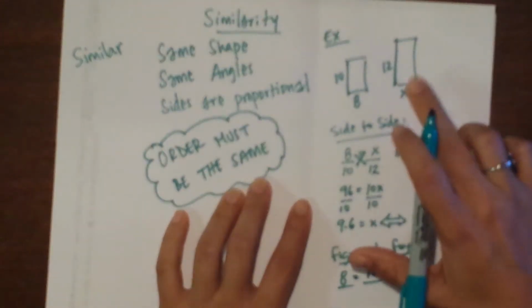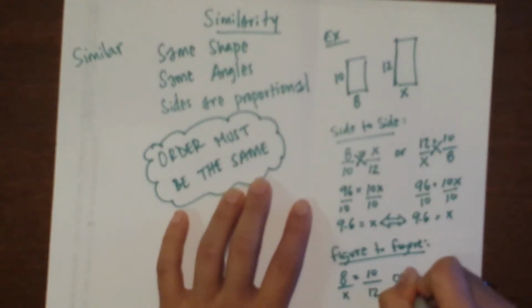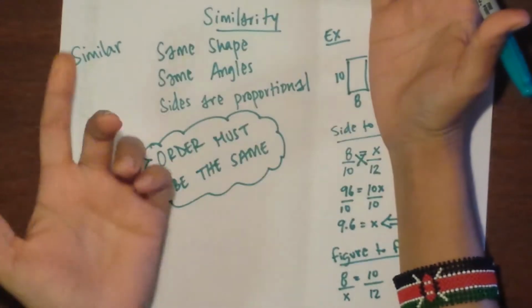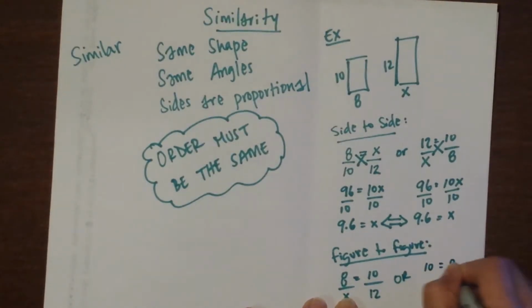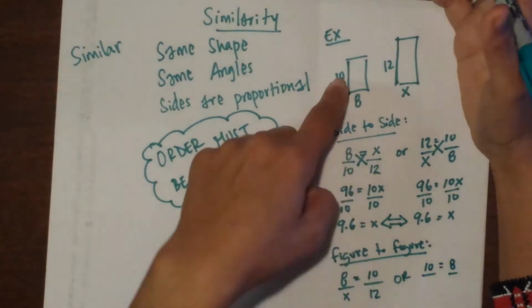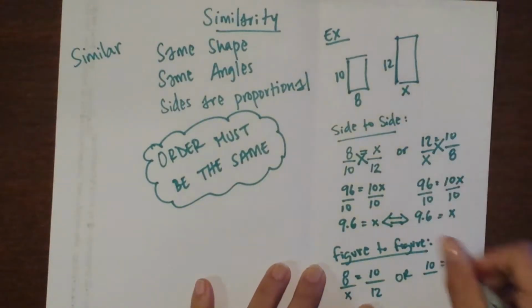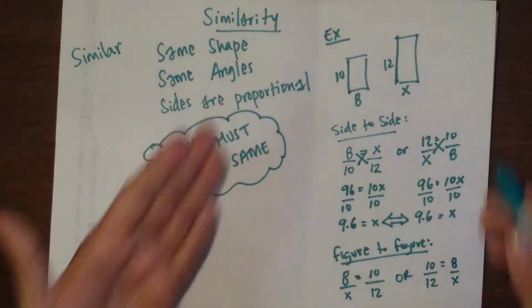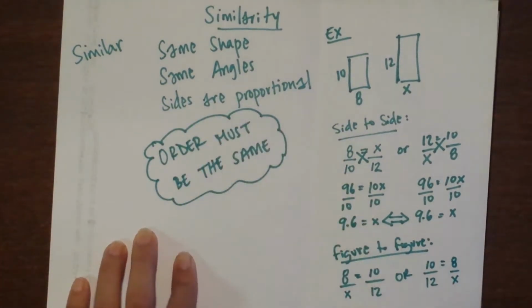The smaller number is X, and then the bigger number is 12. Or I can start off with the bigger number to the smaller number. It doesn't matter as long as the order is the same. So bigger number to smaller, 10 to 8. But if I started from bigger to smaller on that side, on this side I have to start from bigger to smaller. So 12 to X. Again, I just want to show you that all of them are going to work as long as the order is the same. If the order is the same, you'll always be right.